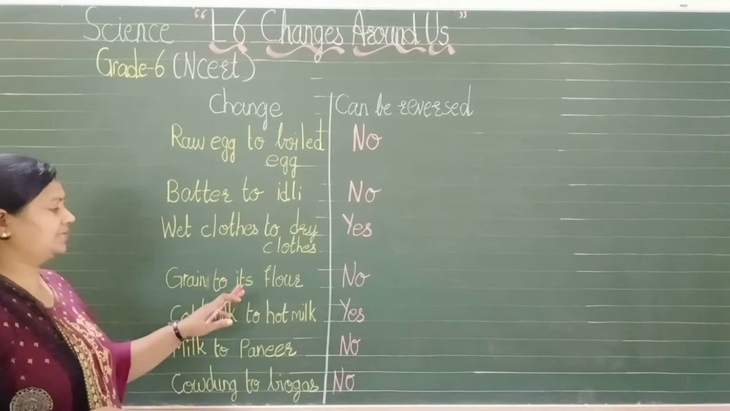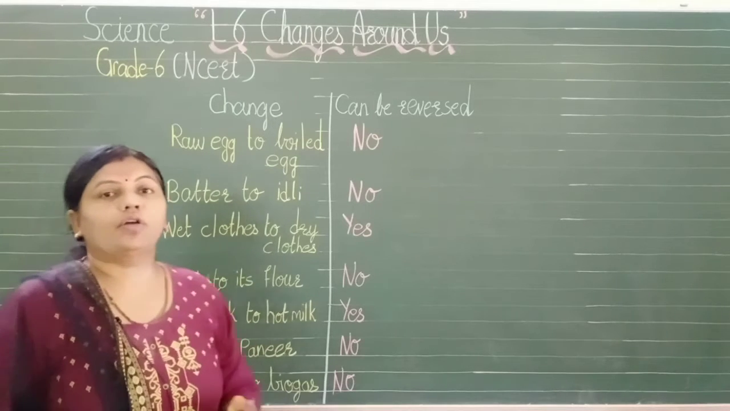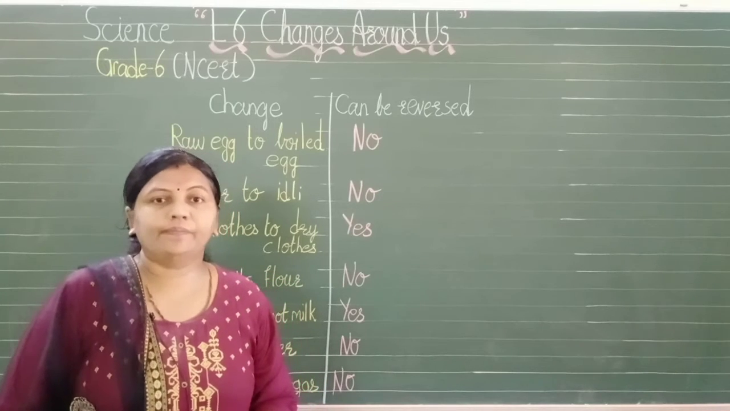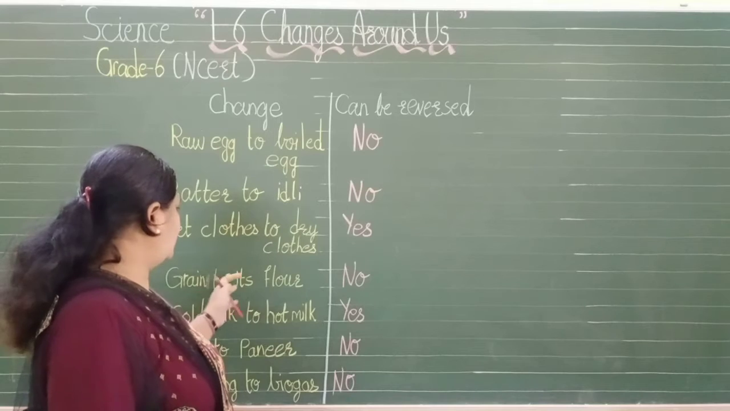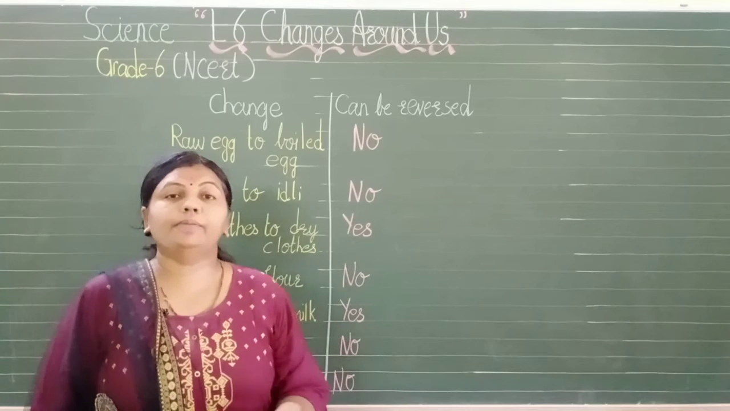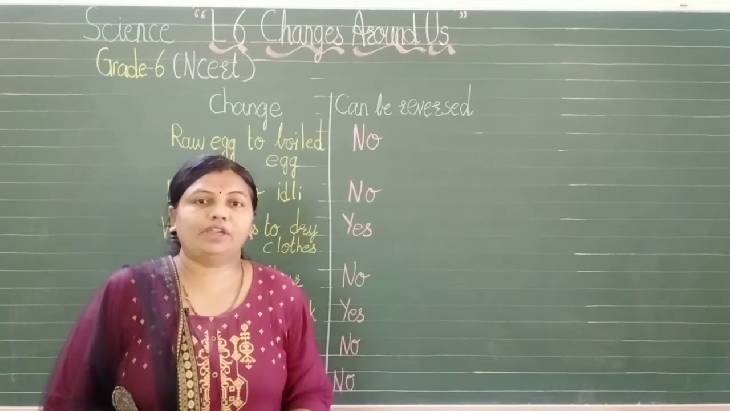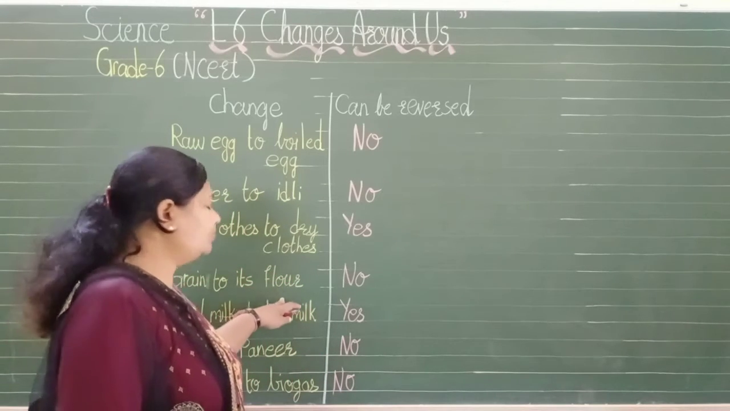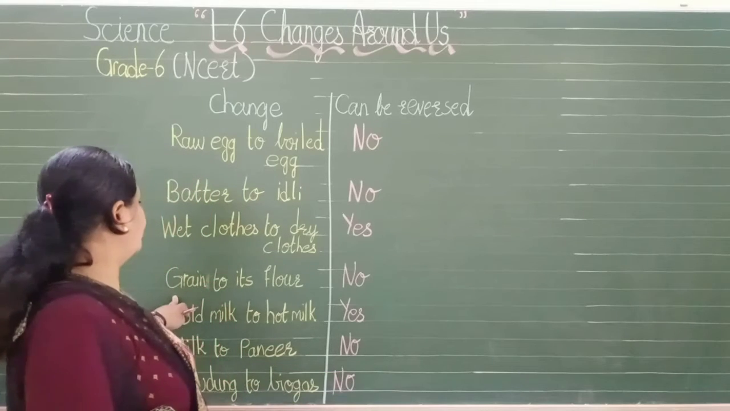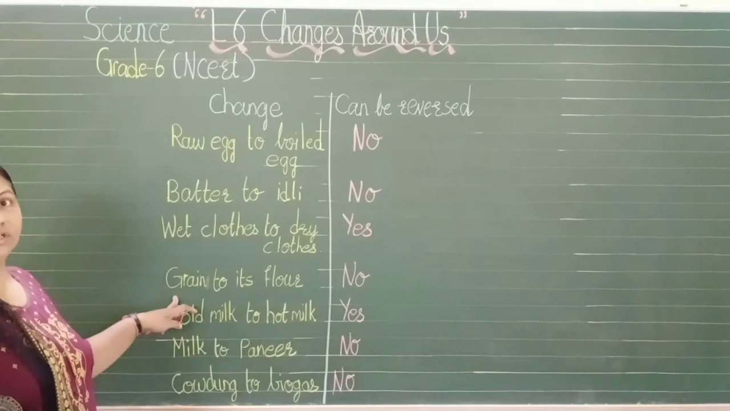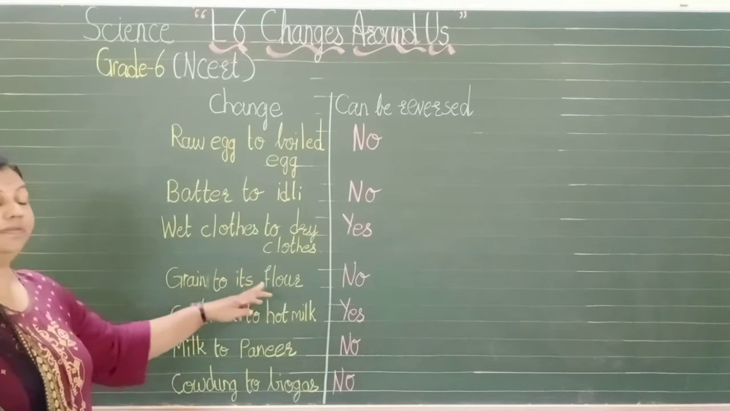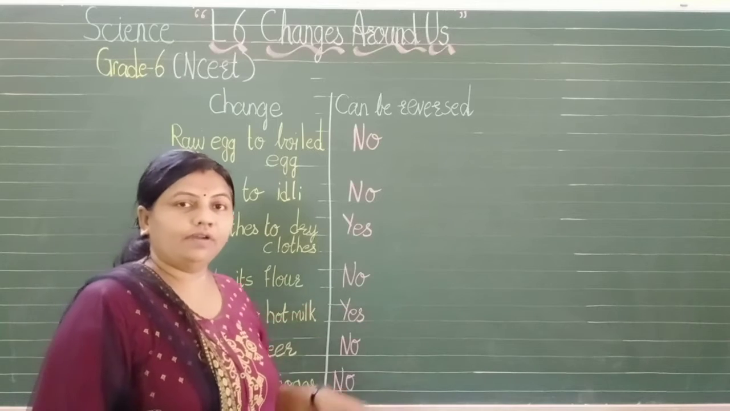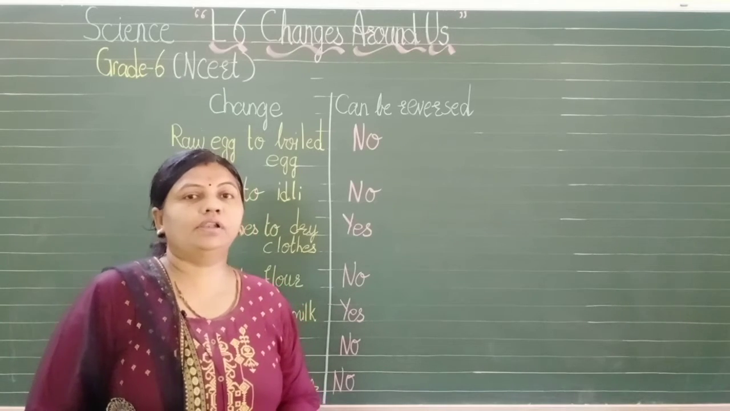Then grain to its flour. Yes, from the field we are getting grains, from the shopkeeper we are buying, and we are using that grain to make flour to make various items, just chapati, bhakri, paratha, puri and so on. But from that flour we cannot get the grains back, isn't it? We cannot get grain from the flour. So the answer will be no, and it will fall in the irreversible category.